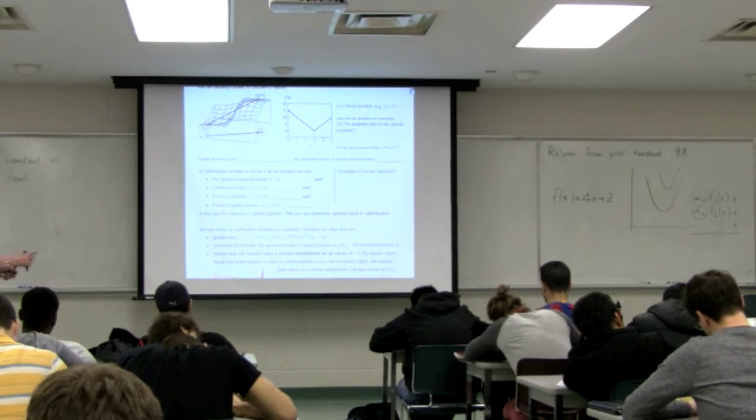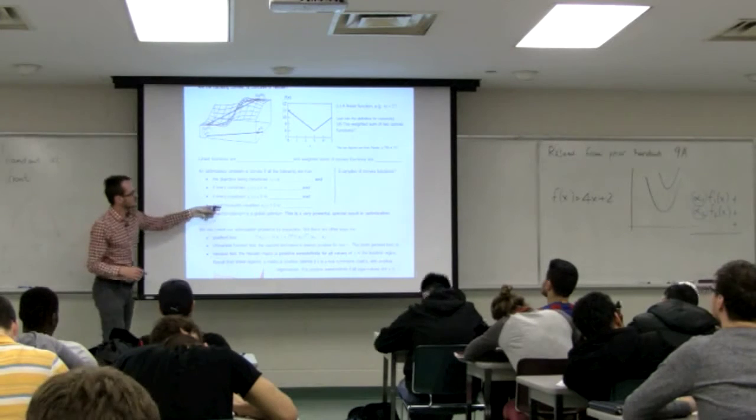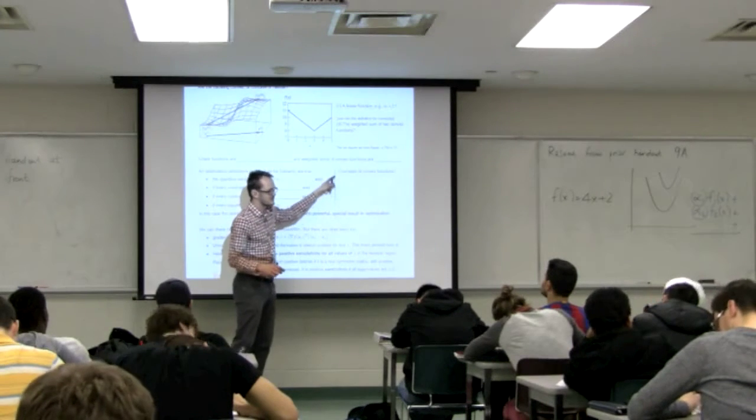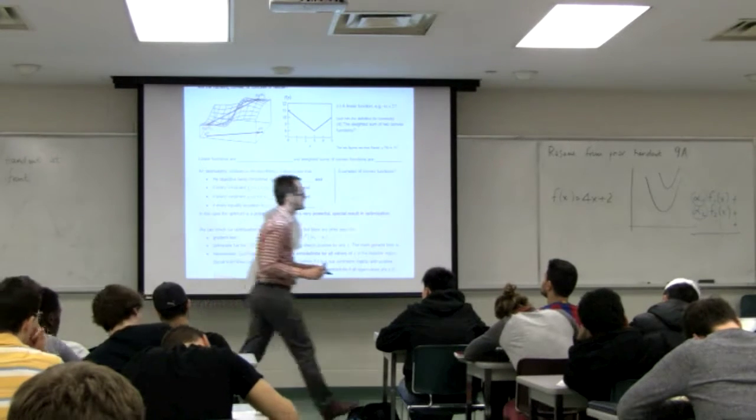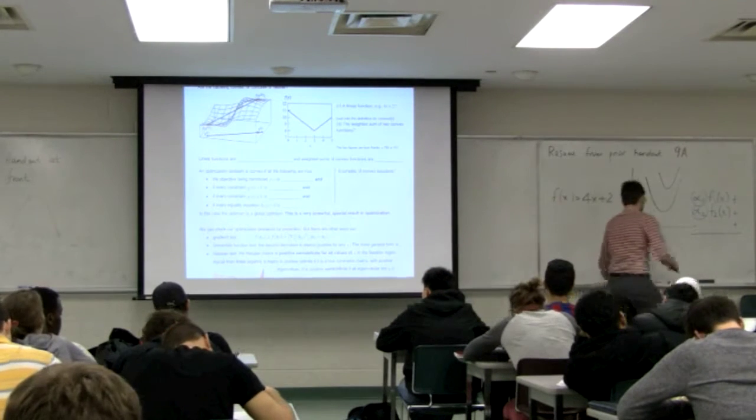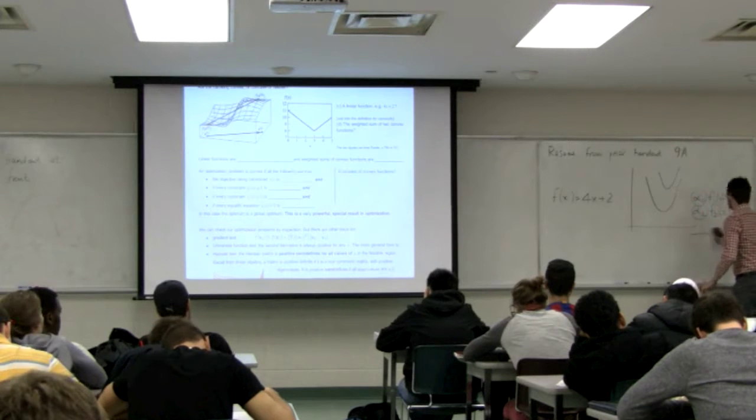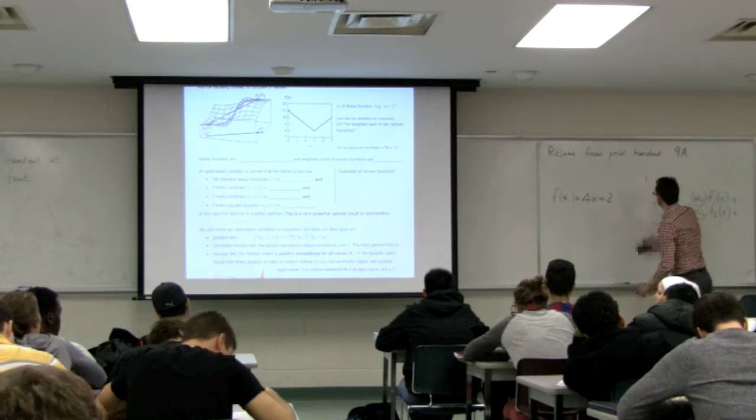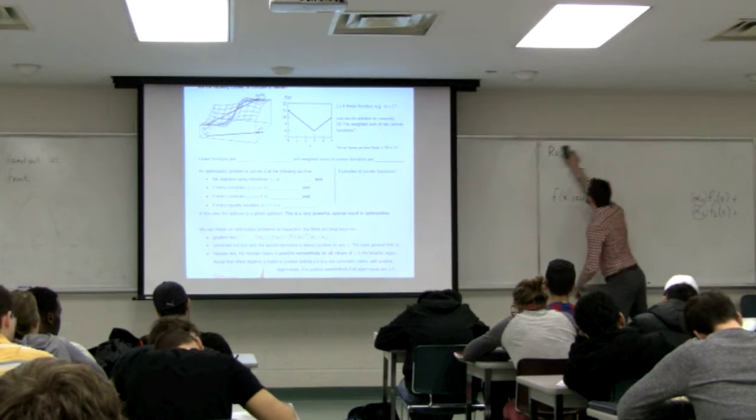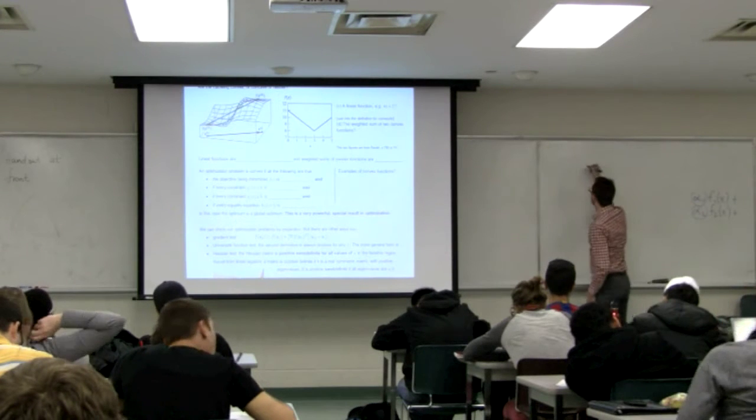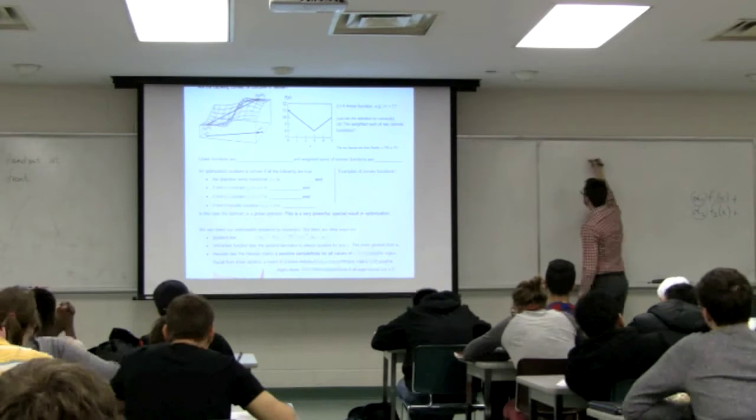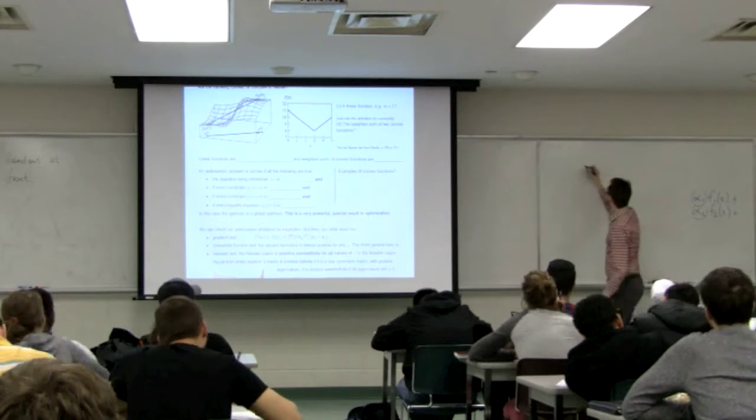Just before we look at this part here on the left, I just want to add this here. This is a new part that's not on your handout, but I want to write down some examples of convex functions for you, so that when you look at them in the future, you can instantly tell whether the function is convex. Some examples of a convex function would be any constant.